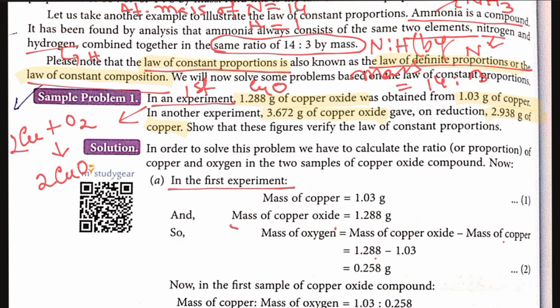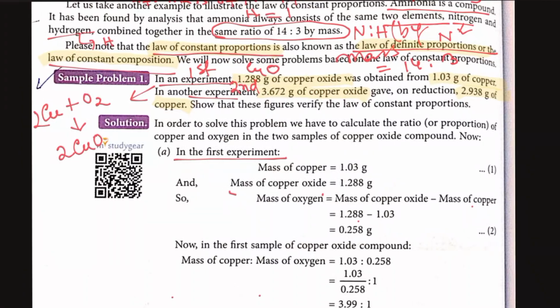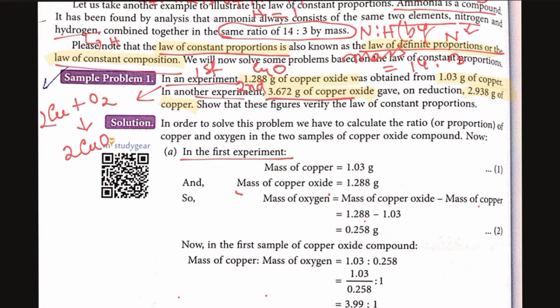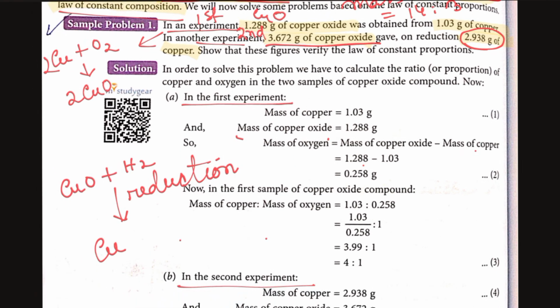Now it is being said that in another experiment, this is your second experiment, 3.672 gram of copper oxide on reduction, meaning on reaction with hydrogen. Reaction with hydrogen is known as reduction. You may not write that in your exam; you can just write on reduction. It produces this many grams of copper. So you obtain copper, how much?